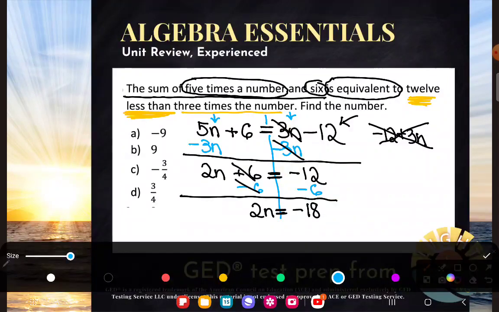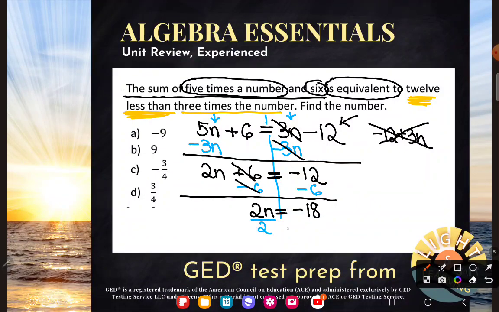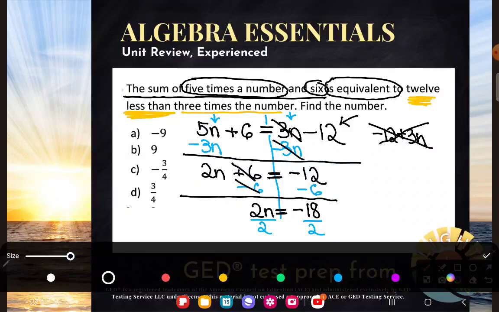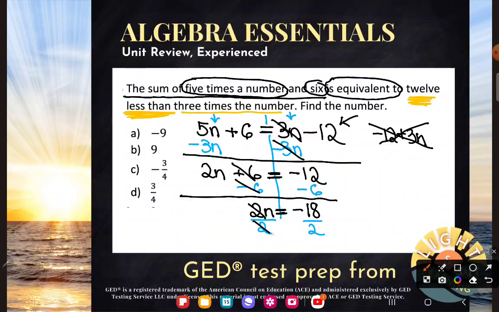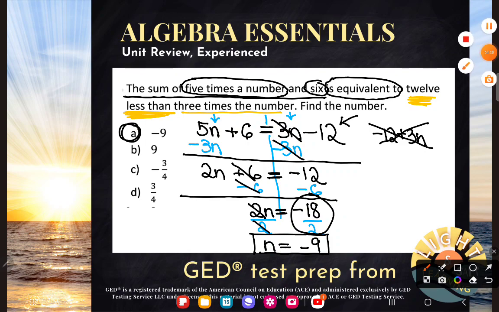Not done yet. n's not alone. Let's divide away that multiplier, keeping our balance so our two sides stay equivalent. Multiplying and dividing by 2 are opposites. They cancel. n's alone just like I wanted. And there's the math to do. Negative 18 divided by 2 is negative 9. So what would the number have to be? Negative 9. All right, you guys, strong work. Happy learning.